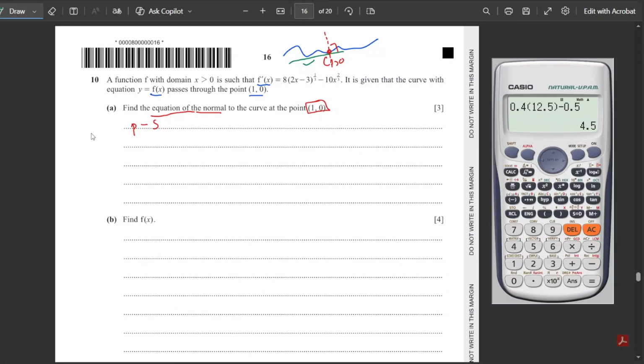Therefore, this is what I'm going to do. So what do I have? I have my slope equation, f prime, and I'm going to find the gradient of the tangent line at this point 1, 0.